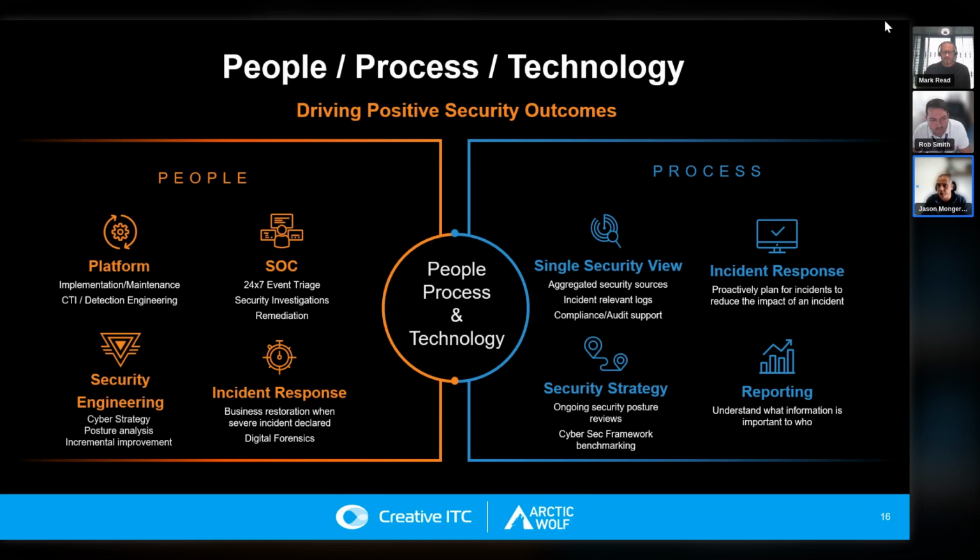And then finally, reporting. Who needs to see what information and what about? So really, people, process, and technology is kind of a combination of what you need to be effective from a security perspective.